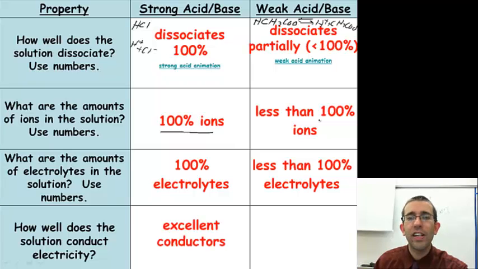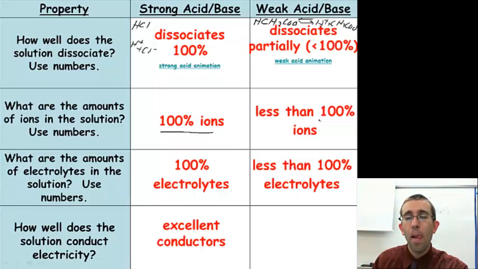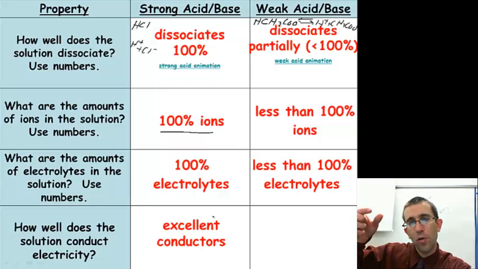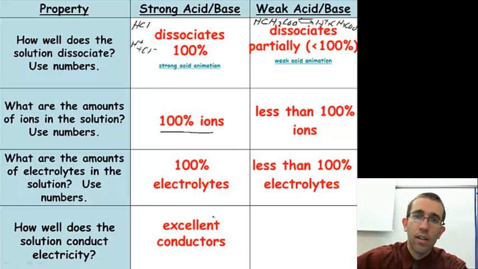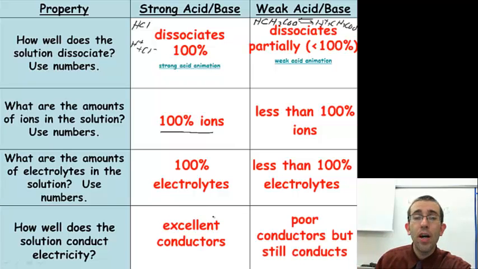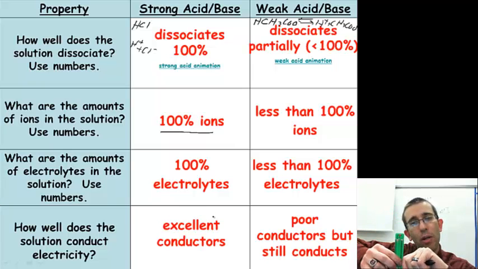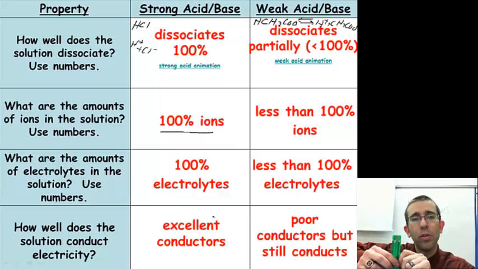And then how well do they conduct electricity? We've already said that they both conduct electricity. Acids and bases, no matter strong or weak, they all do. But you'll see here that strong acids and strong bases are excellent conductors of electricity. If you put the conductivity meter into a strong acid or strong base, the light is very, very bright. But weak acids and weak bases are poor conductors. They do conduct, but if I put this into a weak acid or weak base, the light would be really, really dim.